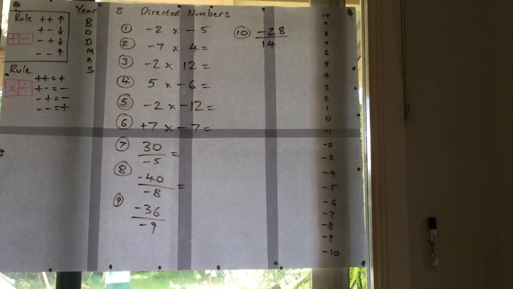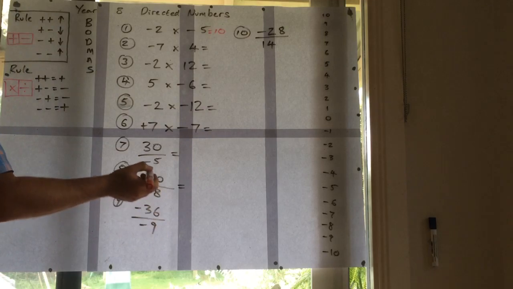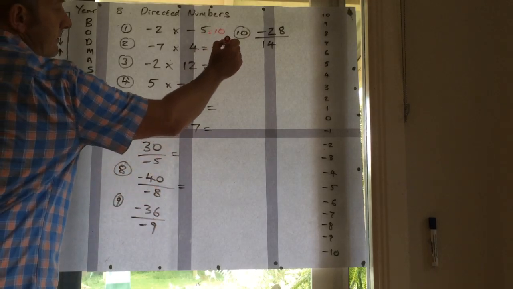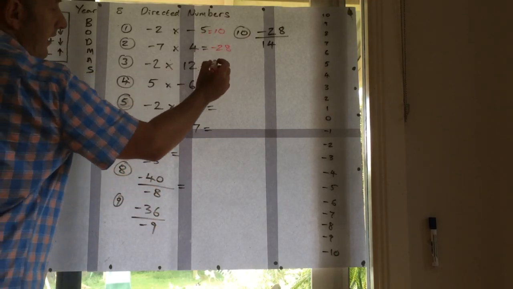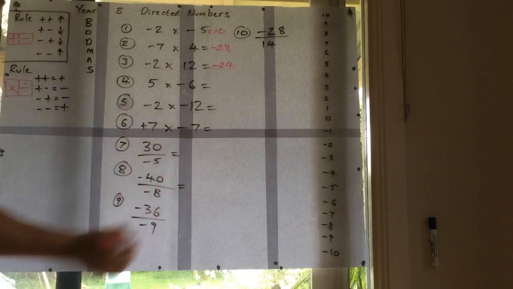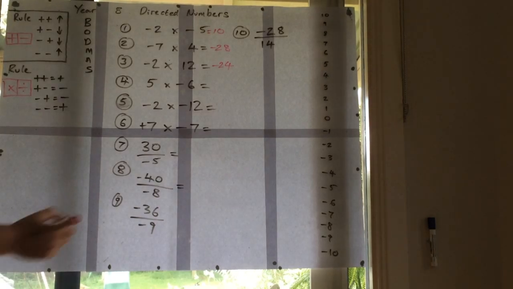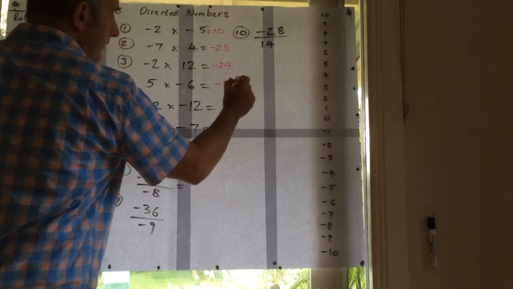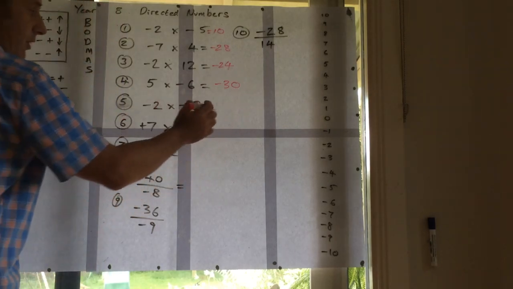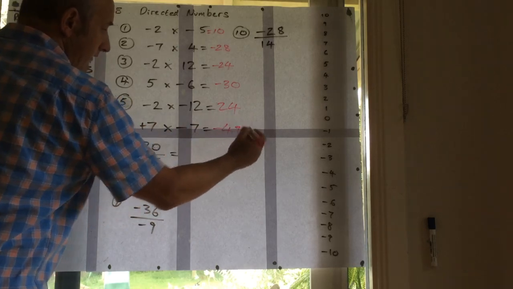Give yourself a big pat on the back if you got this one, 10. This one, negative 28. This one, negative 24. Let me just check that you can see the red. Yeah, that looks good. This one, negative 30. Okay, this one, 24. This one, negative 49.